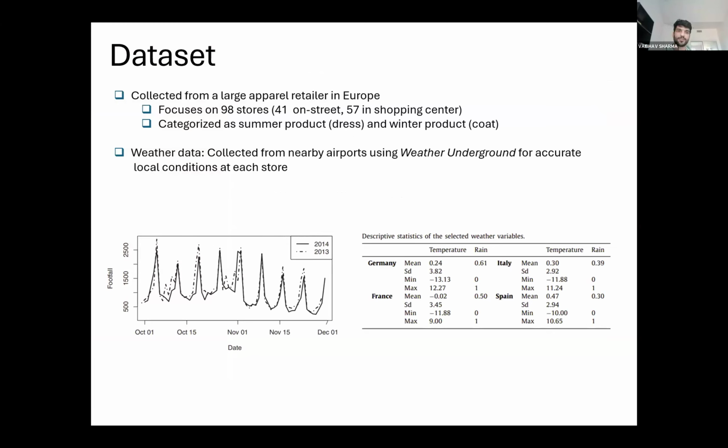So the author collected data from a large apparel retailer in Europe, which focuses on 98 stores, out of which 41 stores were on street and 57 stores were in shopping centers. And they categorized the product into two categories: summer products and winter products. And the weather data is collected from the online Weather Underground resource.